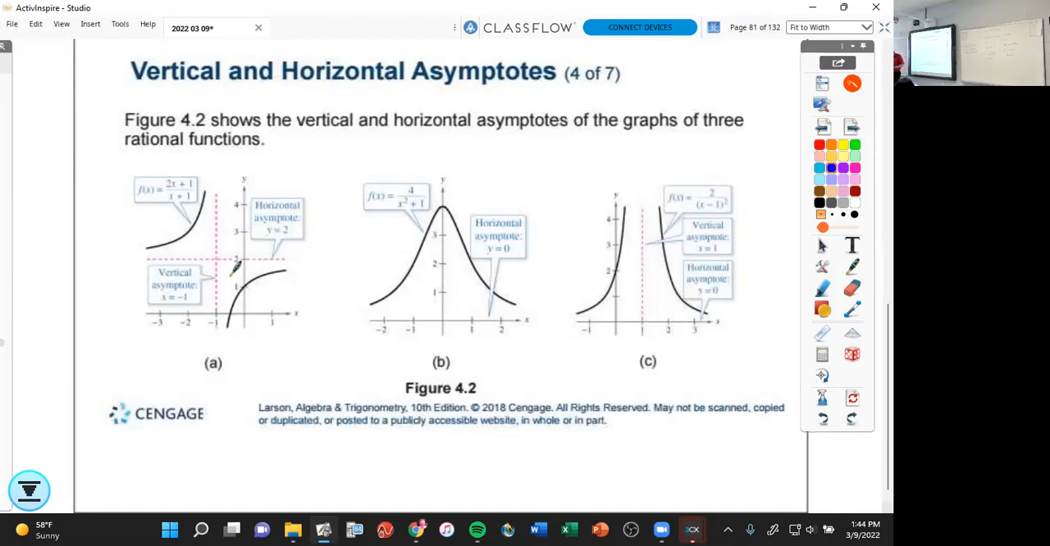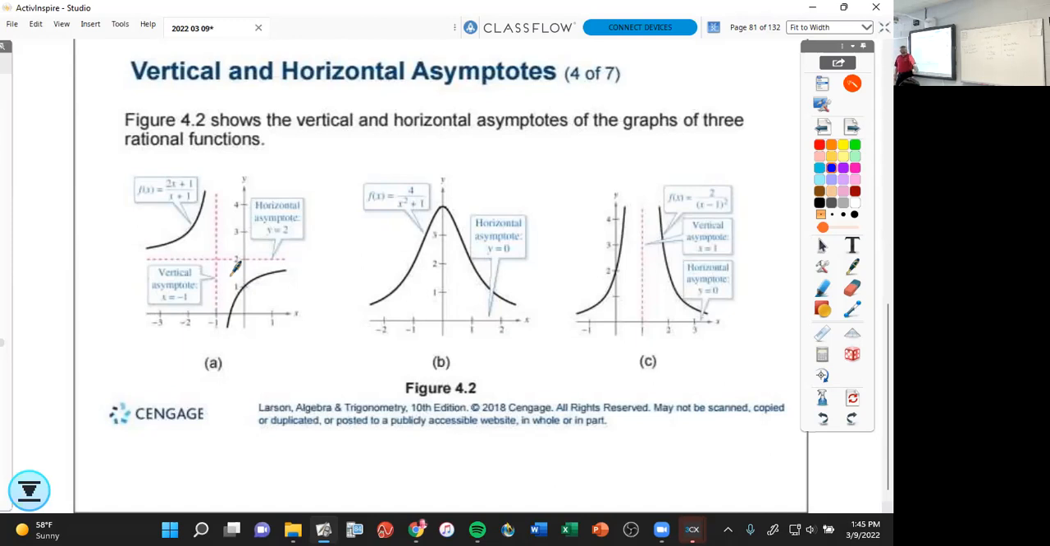Part B here, I have 4 over x squared plus 1. Is it possible for the denominator to be 0? Can x squared plus 1 ever be 0? Why not? But is it possible for x squared plus 1 to be 0? How? Give me the value of x that'll make that 0. I'm waiting.